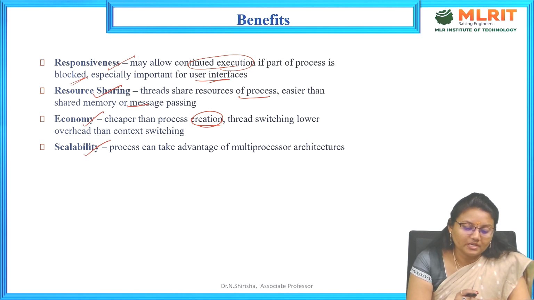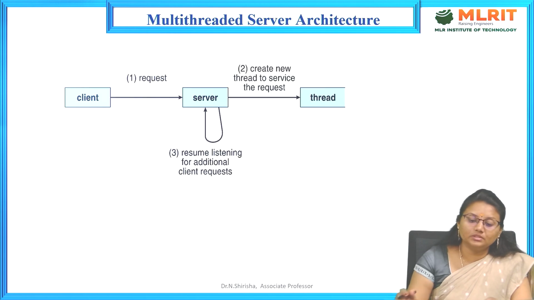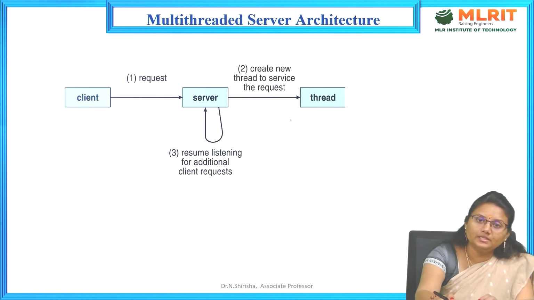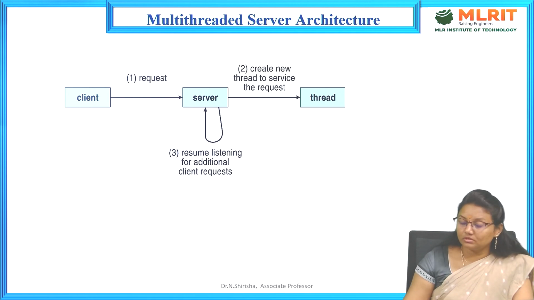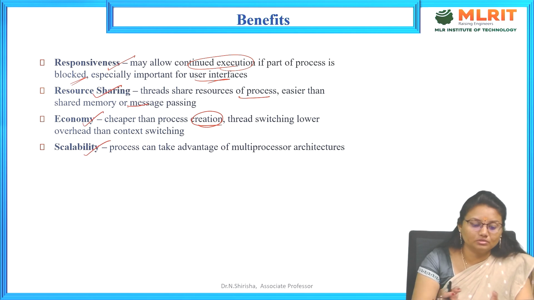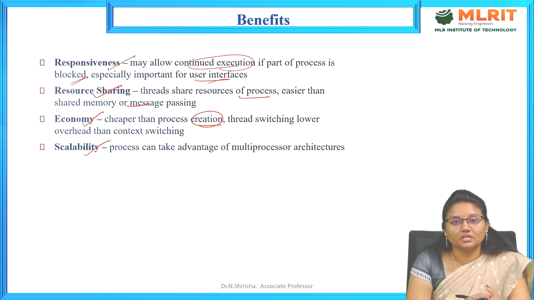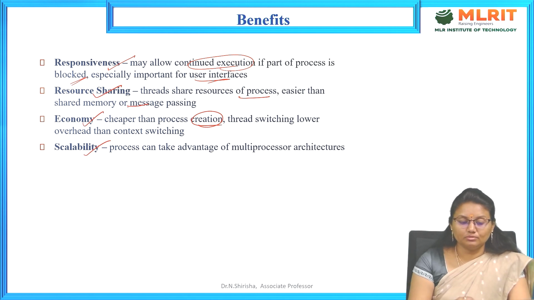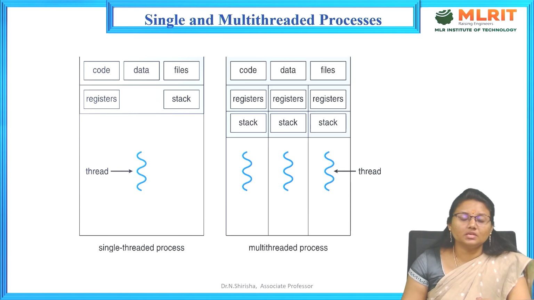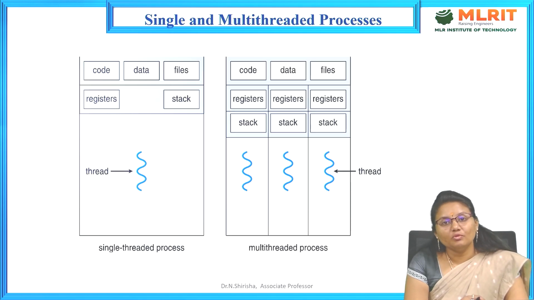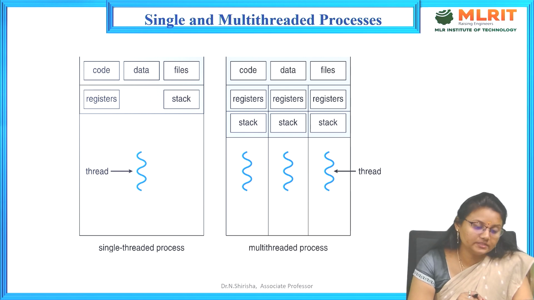Multiprocessors can also implement this client-server model with multiple threads. Whenever you get a new request, it acts as a new thread. This may happen in a single processor, or even when multiple processors are added, so we say you can achieve scalability when you use multi-threaded programming. Those are some of the advantages we have seen. Moving further, we'll see the different types of threads. So we have single and multi-threaded processes.